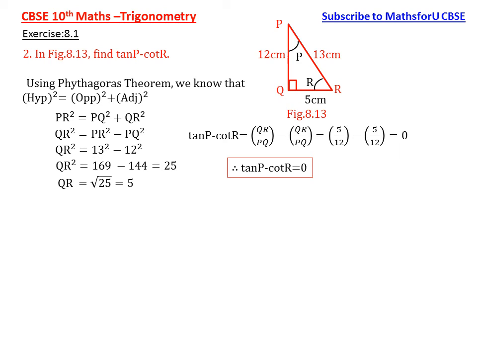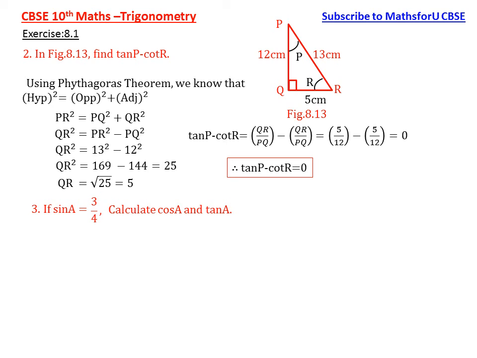Without finding the values of the other side also we will be able to do it. But it is always good to find out the other side. Then we will find the solution 0. The problem 3 is, if sin A is equal to 3 by 4, calculate cos A and tan A.